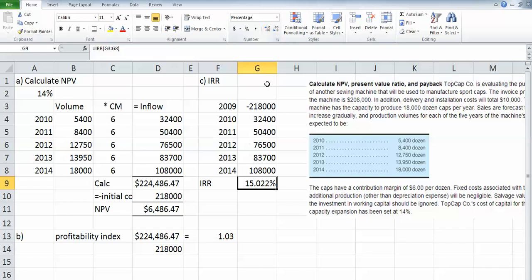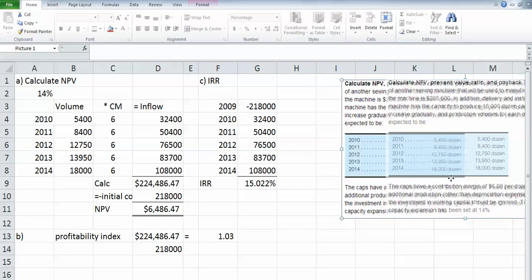Can add a few decimal places there. But our cost was 14%. So an internal rate of return higher than our cost, again, is a good sign, and we would continue with that project. All right, and the very last step is to calculate the payback period.